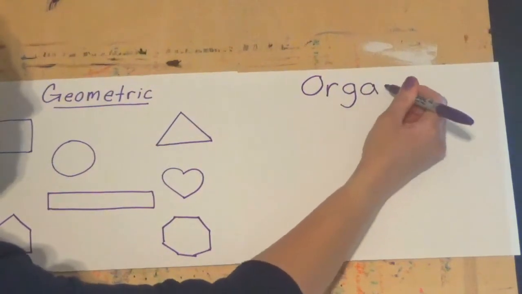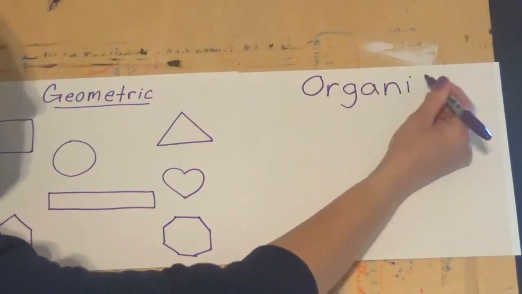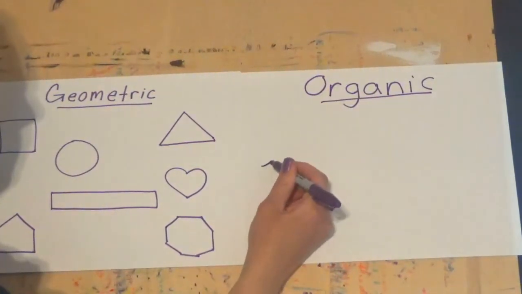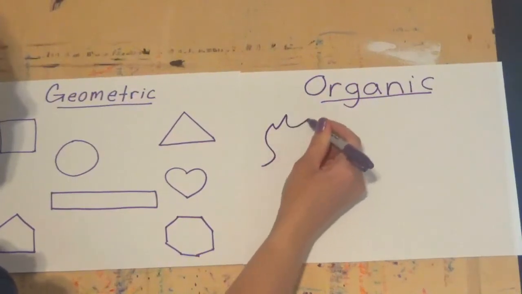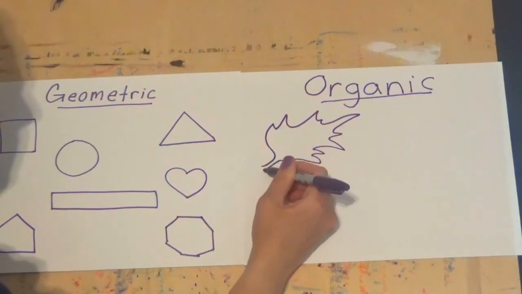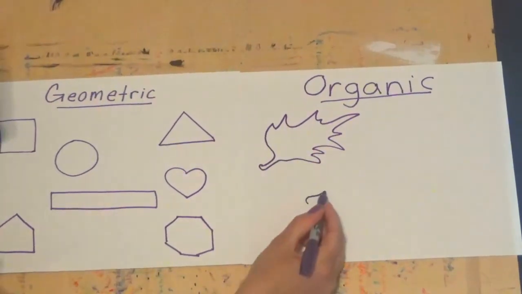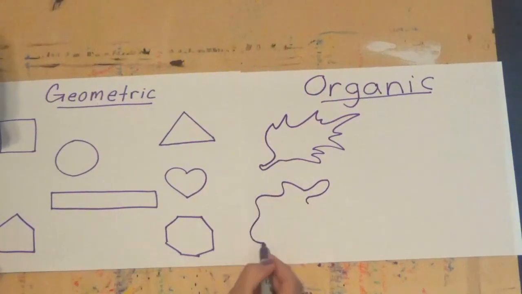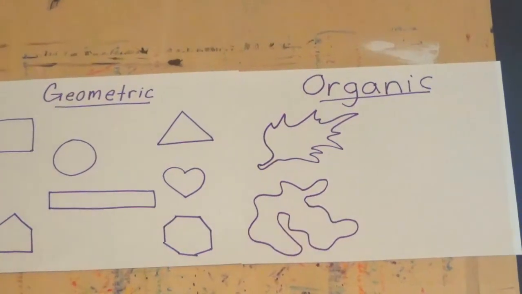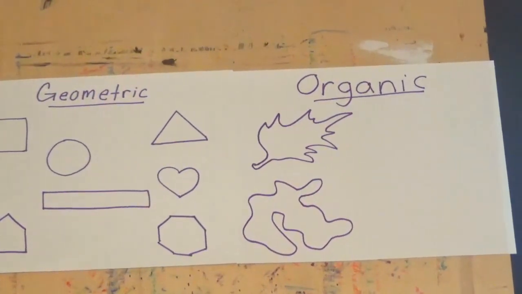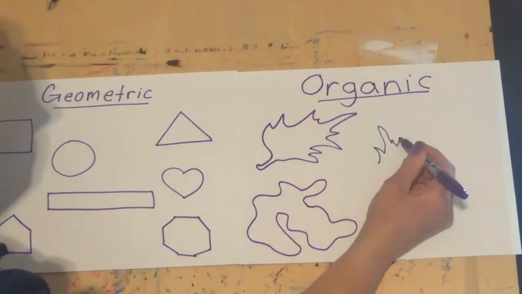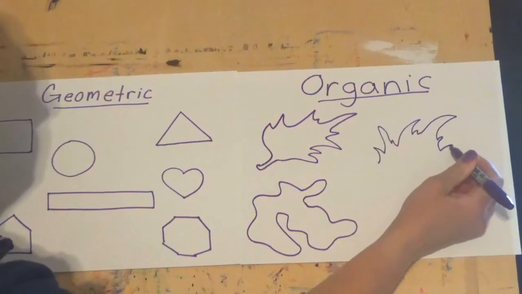So this second fancy word that I want to talk about for just a minute is organic. Organic shapes are weird blobby shapes that don't really have a name. A leaf is an organic shape because leaves come in all different sizes, all different shapes. They can be pointy, they can be curvy. This is a blob. Maybe it's a puddle, maybe it's a monster. I don't know what it is, but it's organic because it doesn't really have a name other than being some sort of a blob shape.